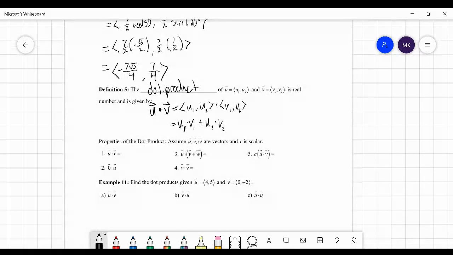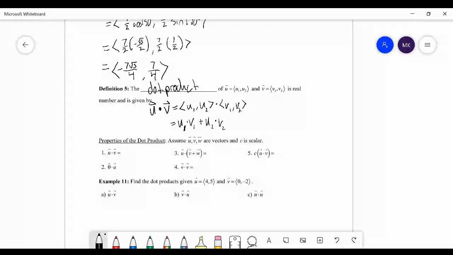So let's talk about some quick properties before we actually dive in and do some things with the scalar. Property 1: u dot v is the same as v dot u.